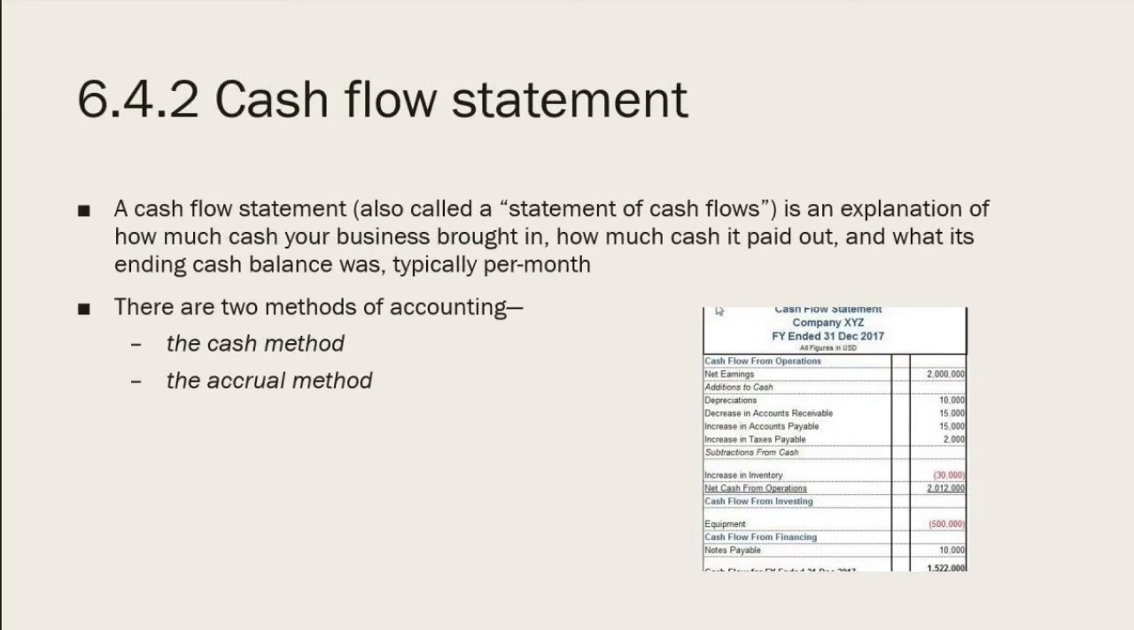Cash flow statement. A cash flow statement, also called a statement of cash flow, is an explanation of how much cash your business brought in, how much cash it paid out, and what its ending cash balance was, typically per month. There are two methods of accounting: the cash method and the accrual method. The cash method means that you just account for your sales and expenses as they happen, without worrying about matching up the expenses that are related to particular sales or vice versa.